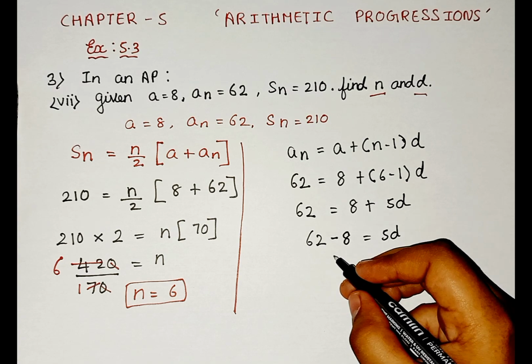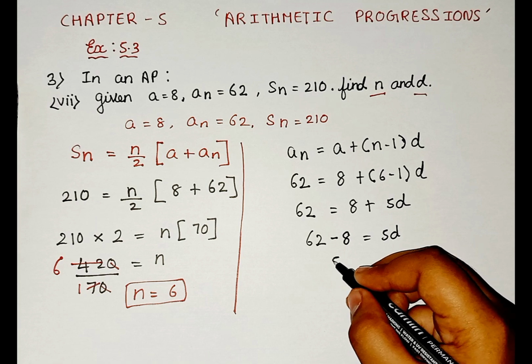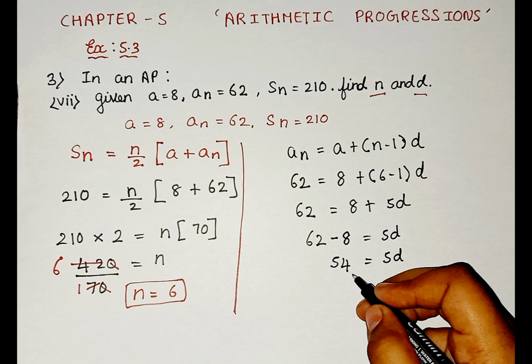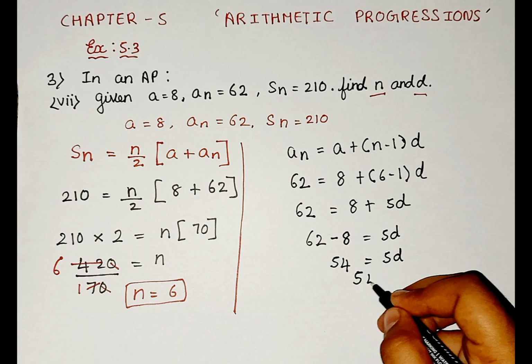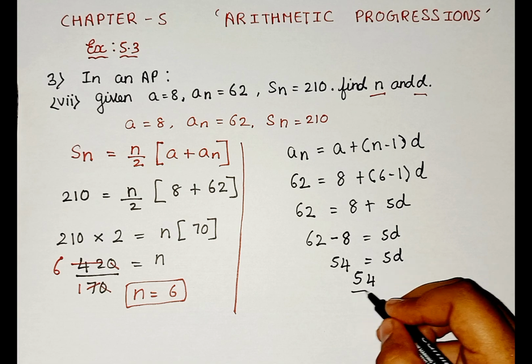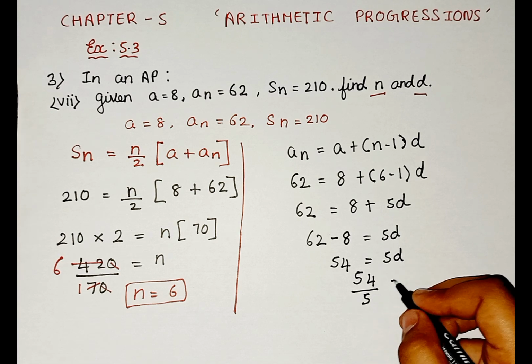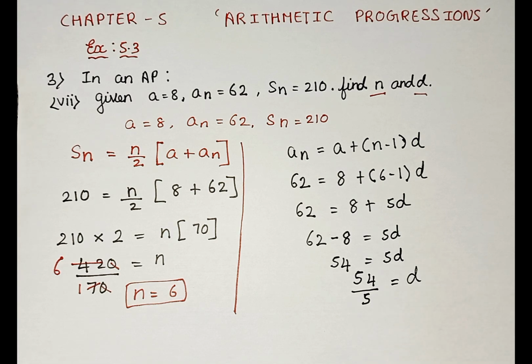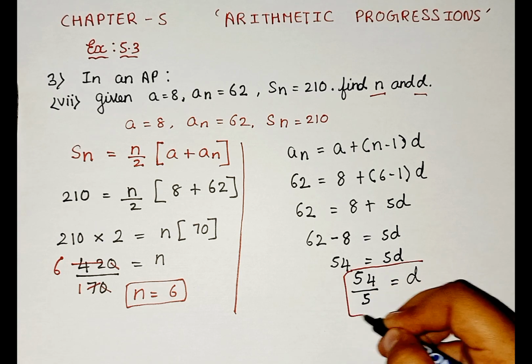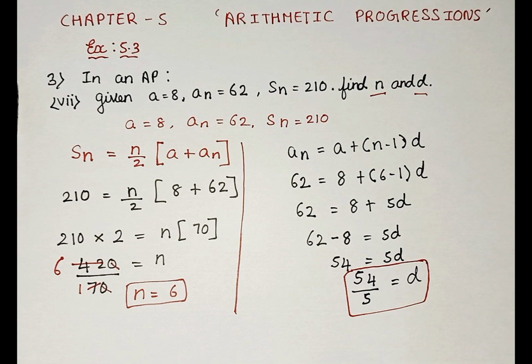So 62 minus 8 is 54, and is equal to 5d. And 54, here it is 5 into d. When this 5 comes to this side, it changes into division, equal to d. Finally we got the d value, that is the common difference. So the d value is 54 divided by 5. So this is the answer for the 7th subdivision.